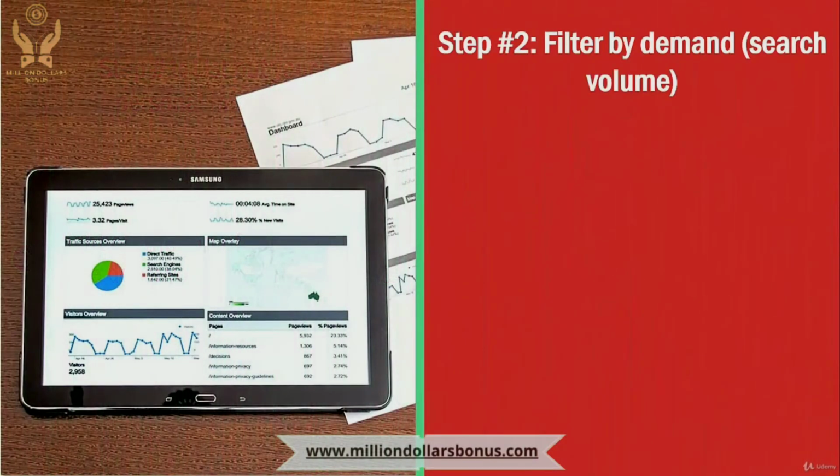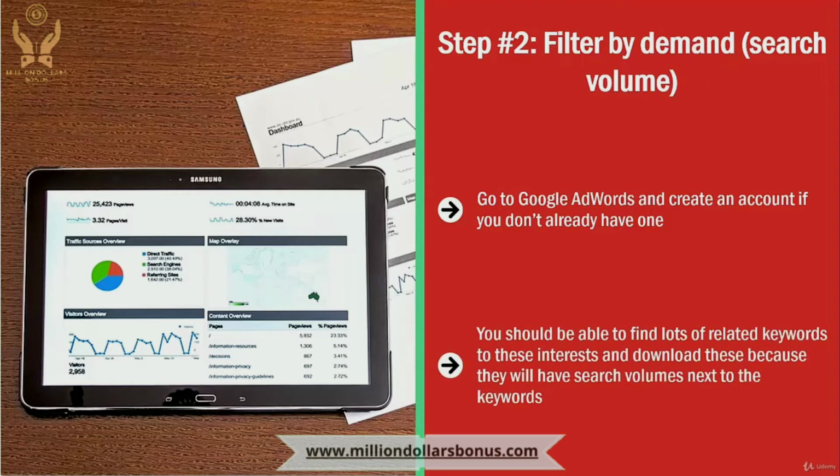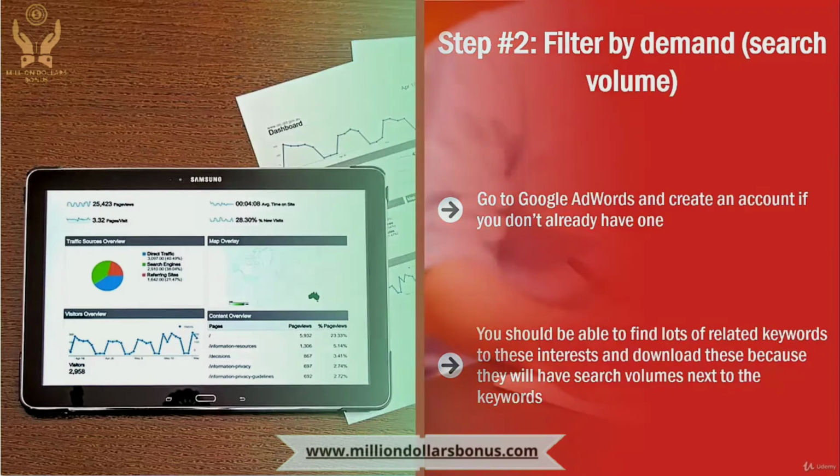Step number 2. Filter by demand. Search volume. Go to Google AdWords and create an account if you don't already have one. Once you're logged in, click Tools and use Google's Keyword Planner tool. Enter keywords that are related to the personal interests that you have listed in Step 1. You should be able to find lots of related keywords to these interests and download these because they will have search volumes next to the keywords. At this point, you're going to delete from your list niches or personal interests that have too little search volume or are too much. You want something in the middle.